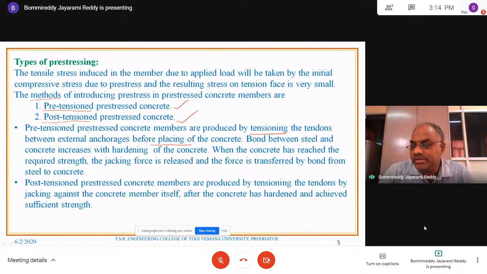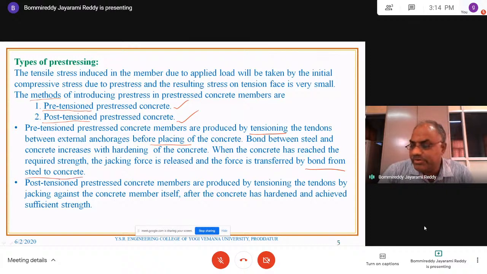So initially, the cable is tensioned by means of the jacks. Those jacks will be there till the concrete gets hardened and attains sufficient strength. Initially, the entire tension is carried by the jacks provided at the ends of the cable. But after the concrete attains sufficient strength, the transfer of the force, or the stresses induced, is by means of the bond between the steel and concrete.